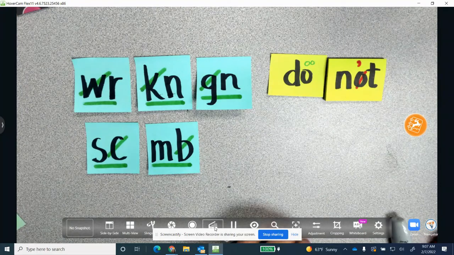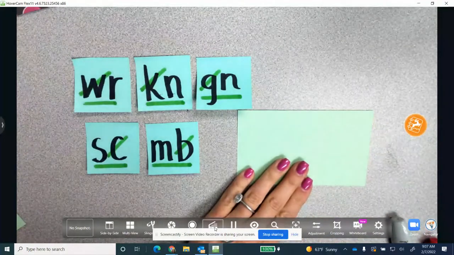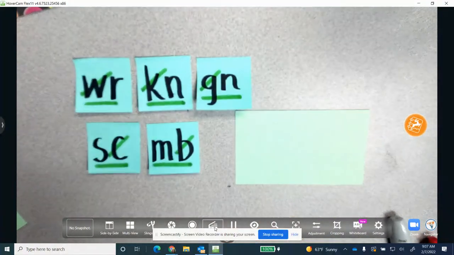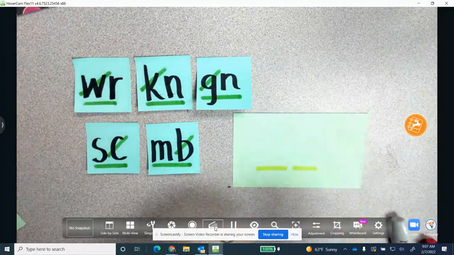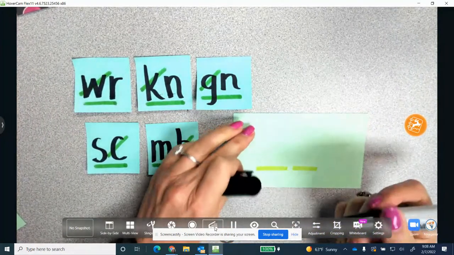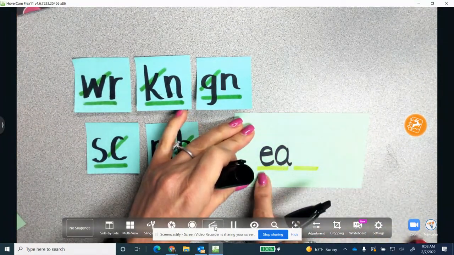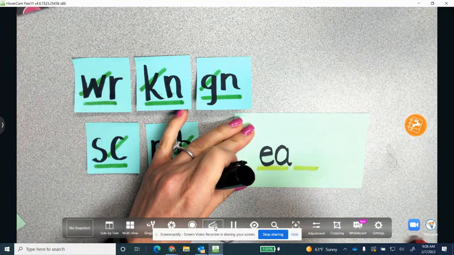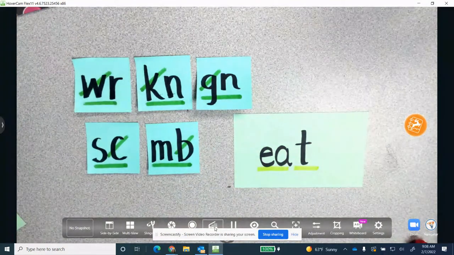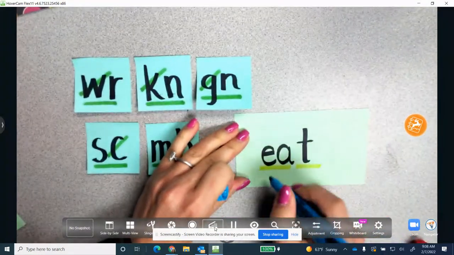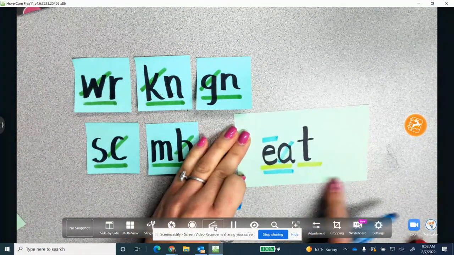Number 14 is eat. Eat. I will eat a sandwich for lunch. Eat. Now we are going to use the vowel digraph EA to represent the E sound. Eat. And I will show that as one sound. The A is silent. E says its name. Eat.